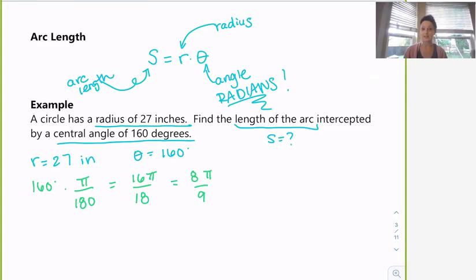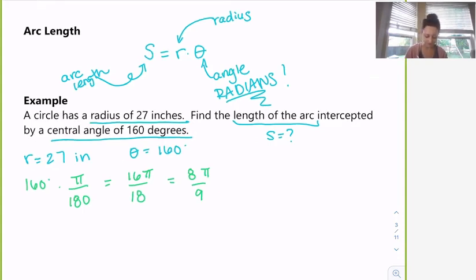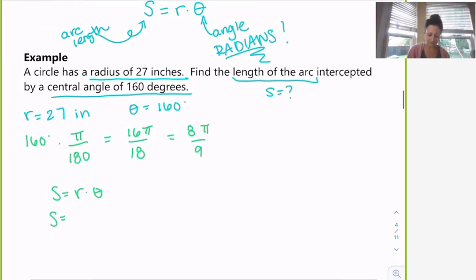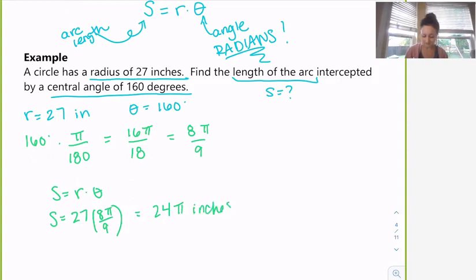So now I can plug into that formula on the top. I've got S equals R theta. S is what I'm looking for. R was 27 inches times 8 pi over 9. The 9 and the 27 will reduce, right? So 3 times 8 is 24. So I'm getting 24 pi inches as my final answer.